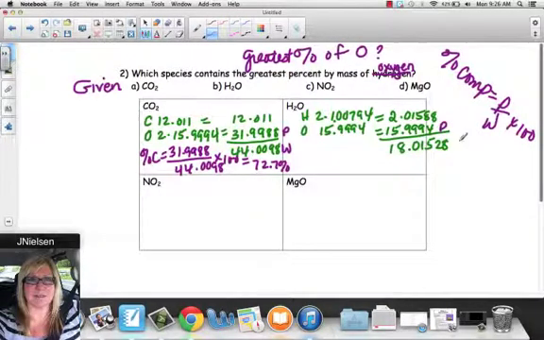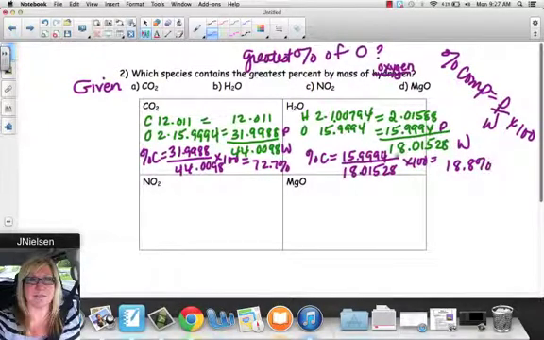This is my part, this is my whole. So percent O equals 15.9994 over 18.01528 times 100. When I do the math on that, I get 88.8%. So here's our first percent. So right now, water's got the greatest percent of oxygen. 88, not 18, 88.8%.